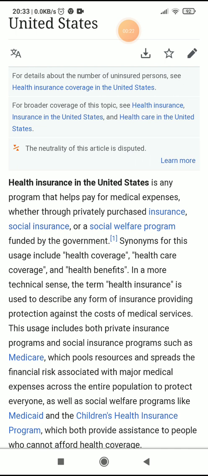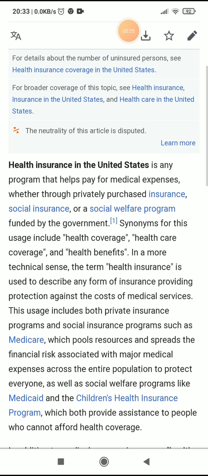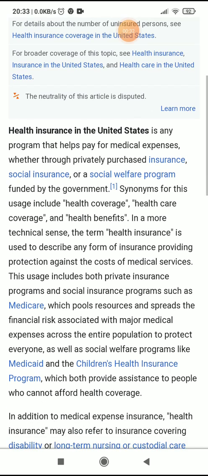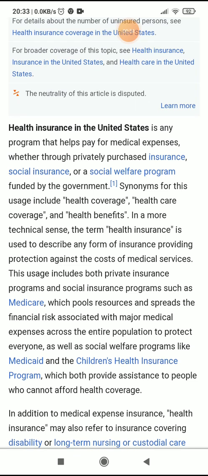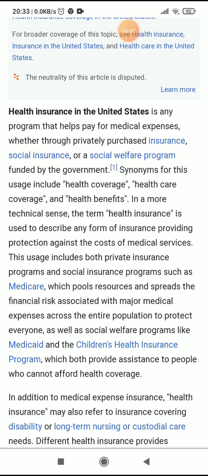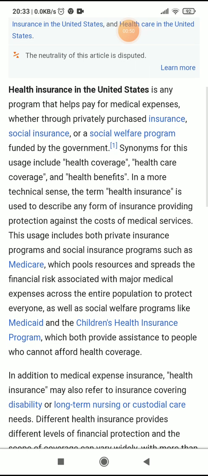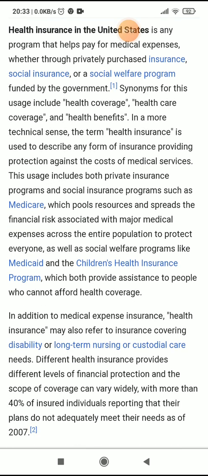In a more technical sense, the term health insurance is used to describe any form of insurance providing protection against the costs of medical services. This usage includes both private insurance programs and social insurance programs such as Medicare, which pools resources and spreads the financial risk associated with major medical expenses across the entire population to protect everyone, as well as social welfare programs like Medicaid and the Children's Health Insurance Program, which both provide assistance to people who cannot afford health coverage.